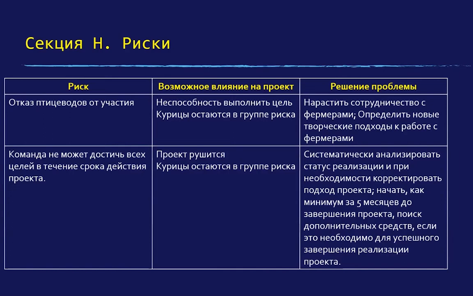Another risk to this project I use as an example is that the project team cannot achieve all objectives within the project duration. Simply didn't have enough time. And the project collapses and chickens remain at risk. So how would I actually counter that? I'll systematically review the implementation status and adjust, if necessary, the project approach. That means I'll come in and I'm always looking at the project going, hey, is this working or not? Do we need to make any adjustments? Begin at least 5 months prior to the completion of the project to seek additional funds if required to complete the project implementation. So if something happens, I'm going to actually have a strategy for finding additional funding.